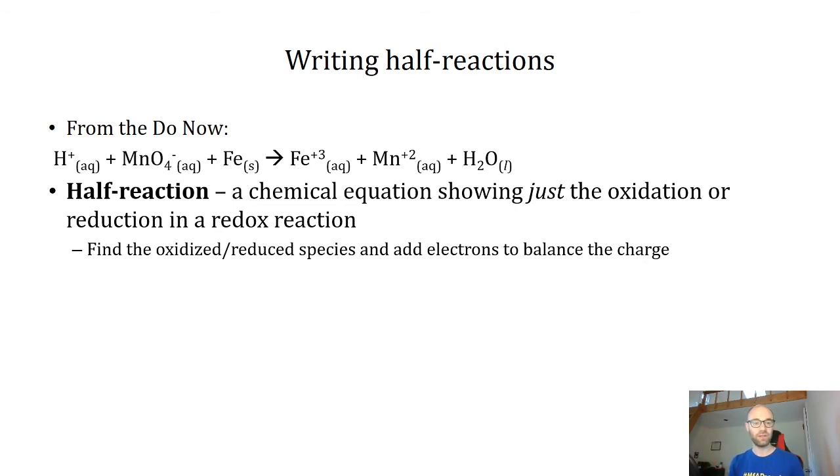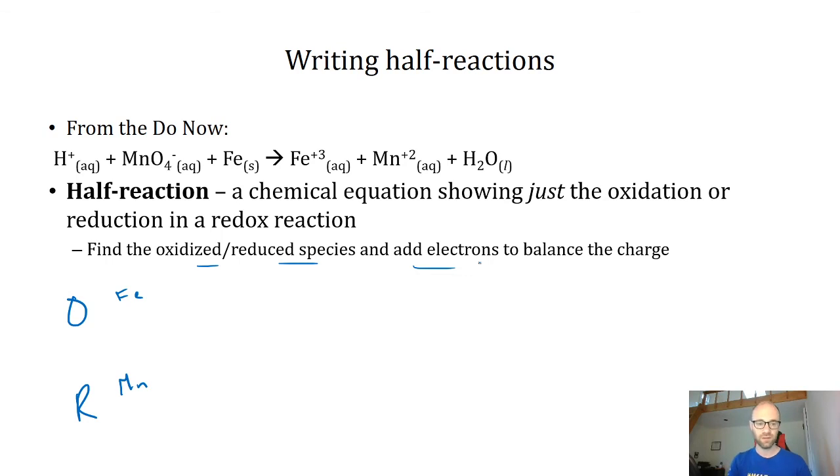And the way we're going to do this, some textbooks, some other sources might disagree with me on this, but go with me. This is the simpler way to do it, even if it involves a little bit more thinking down the road. We just have to write pretty much what we wrote already. We know the iron got oxidized, we know the manganese got reduced, but we're going to find the oxidized and reduced species and add electrons to balance the charge.